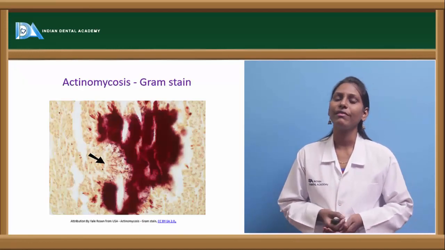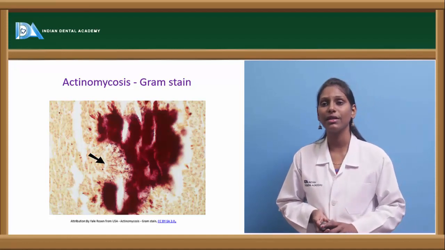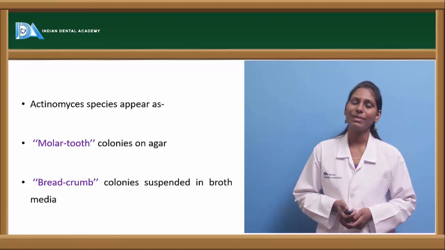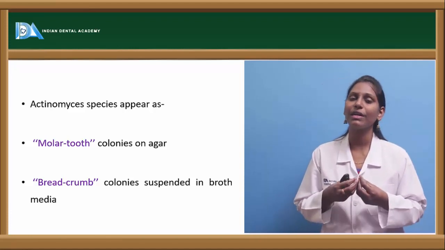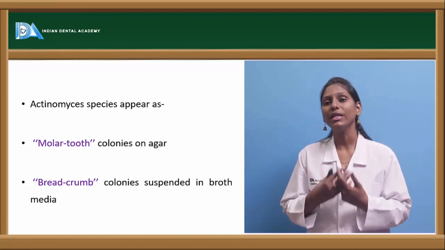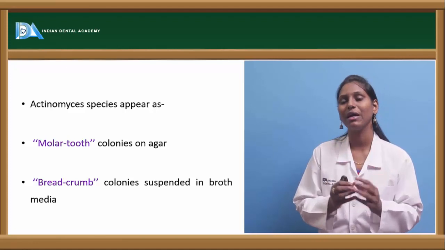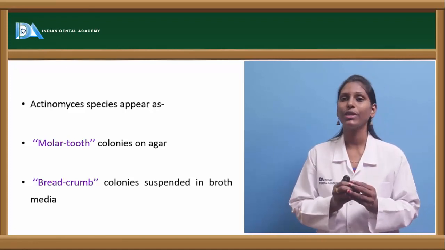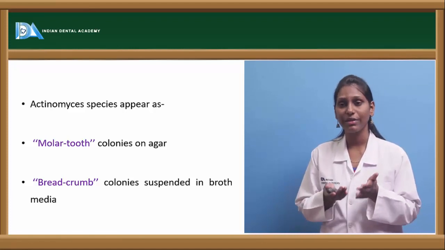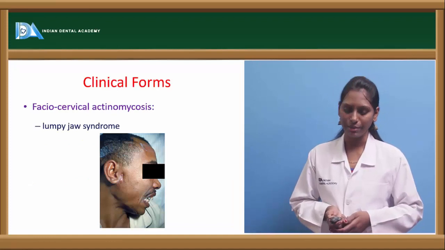This is a picture where we can see actinomycosis in a gram stain, with multiple mycelia present in the section. When we culture the Actinomyces species in the laboratory, on agar it appears as a molar tooth shape, and in a broth medium it usually appears like a breadcrumb. These are two features we see in a culture medium.